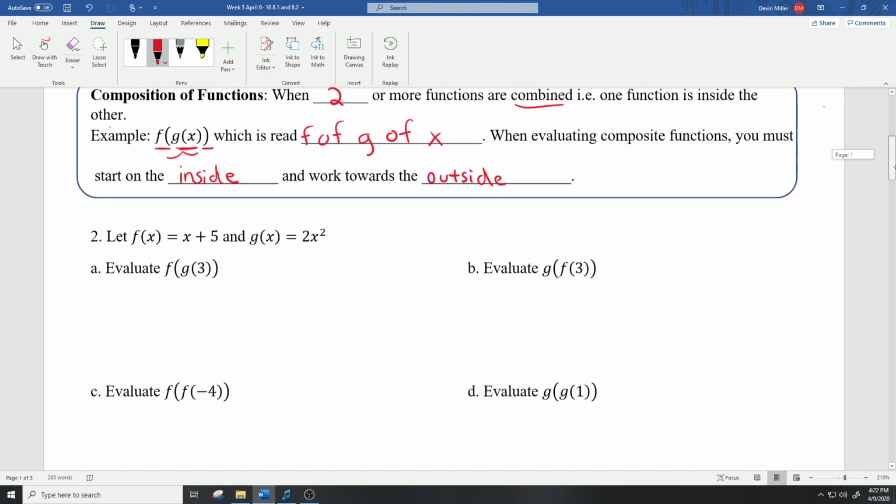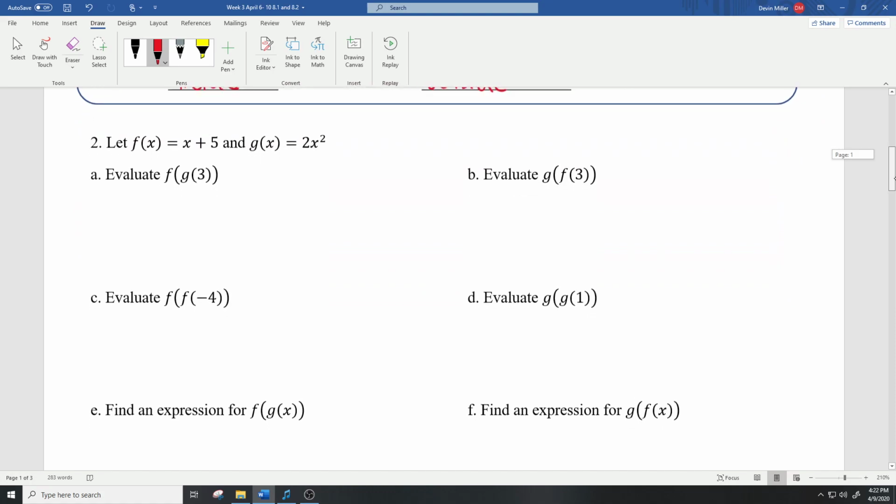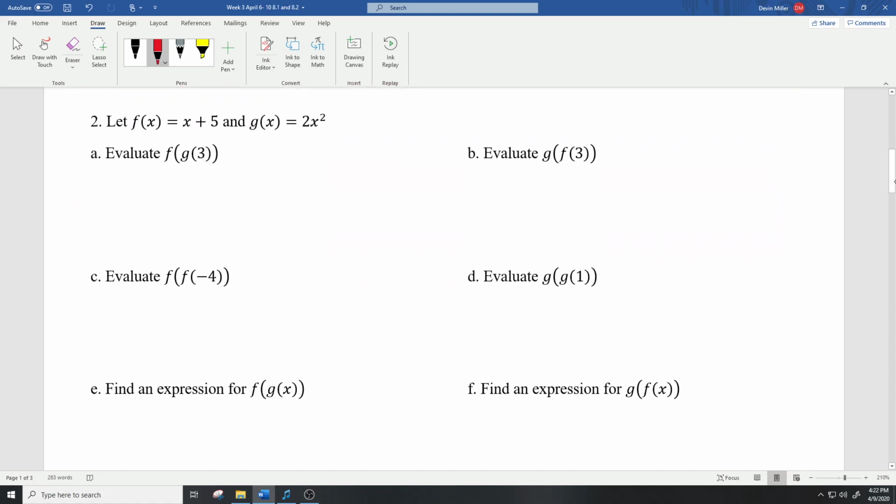So let's try an example here. They have to define at least 2 functions. So this says let f of x equals x plus 5 and g of x equals 2x squared. So we're going to evaluate this. We're actually going to get a number out. So how do we work with this? Working from the inside, you start with g of 3. So we're going to evaluate what is g of 3. The outside part is just going to stay there.